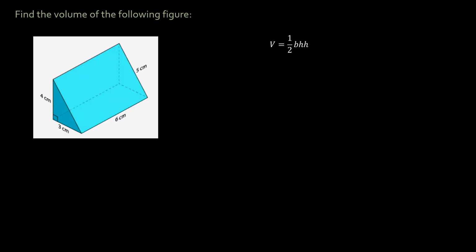Here's our next one. We're finding the volume of the following figure. Again, start with your volume formula, 1/2 base times height times height. On problems like this, they will often give you this number on the side here. This is called slant height. You do not use those numbers. If it is on a diagonal, you are not using it. This is an extra number that they give you to throw you off, so don't be fooled. So I have 1/2. My base is 3. My height is 4. And my other height is 6.